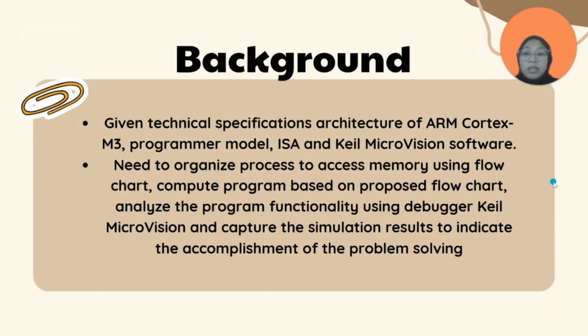For the introduction, we are given the technical specification, architecture of the ARM Cortex-M3 programmer model, ISA, and Keil MicroVision software. We need to organize the process to access memory using a flowchart, compute a program based on the proposed flowchart, analyze the program functionality using the Keil MicroVision debugger, and capture the simulation results to indicate the accomplishment of the problem solving.